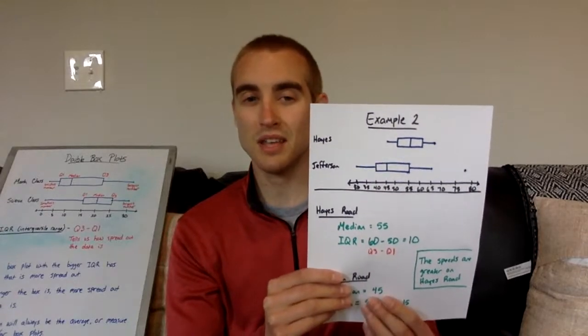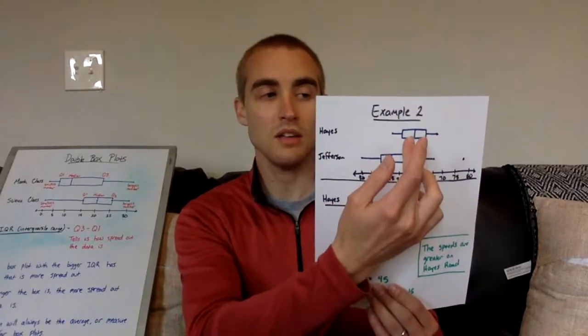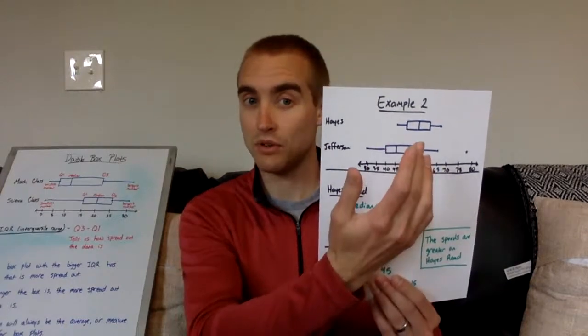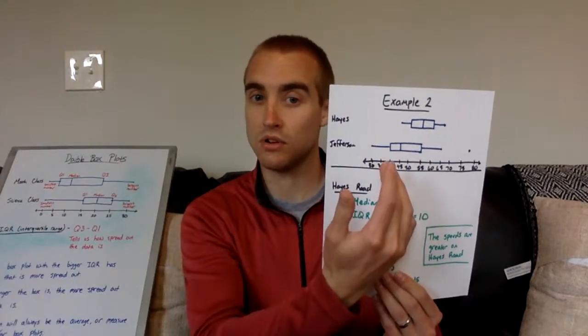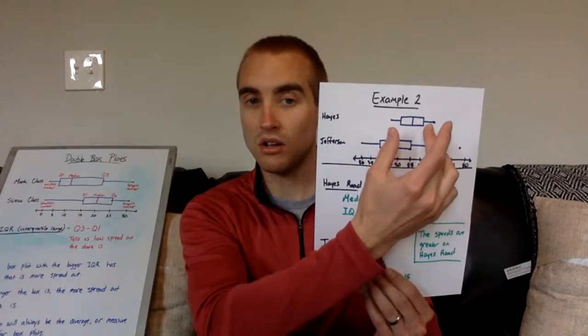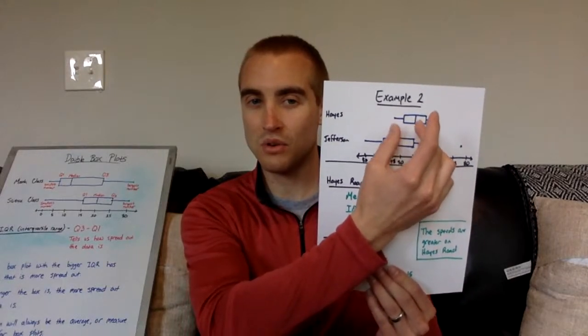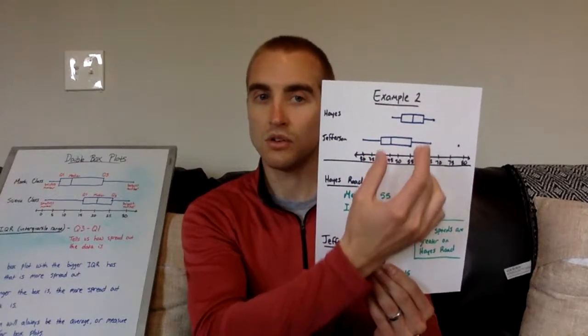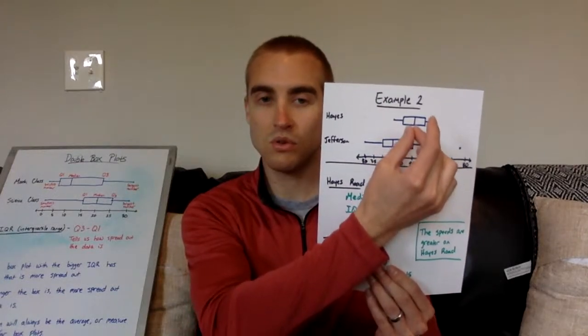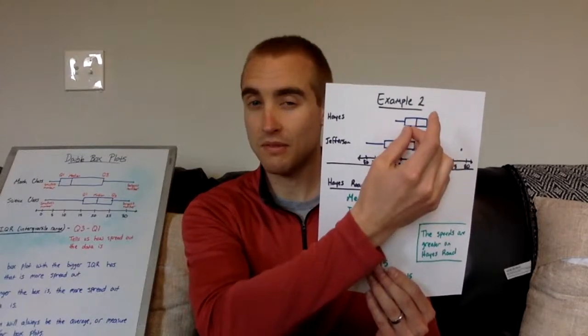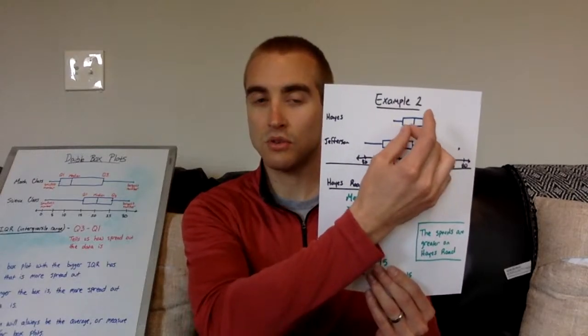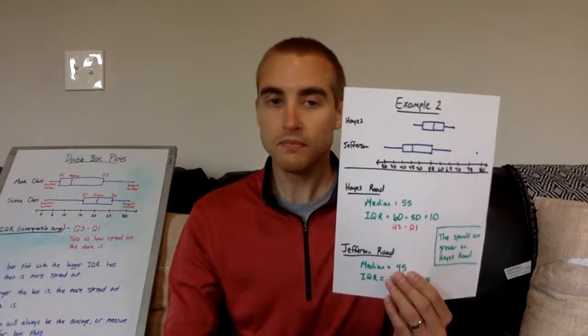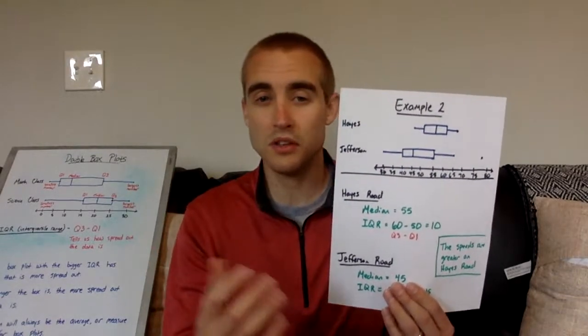The reason why it's Hayes is because Hayes, first of all, the median, the average, is higher than Jefferson Road. And notice that all the numbers on Hayes Road are farther up on the number line than they are on Jefferson. So all of them are really close to 55. And so you're going to say Hayes Road, the speeds are greater. So that's all that you need to know for this.